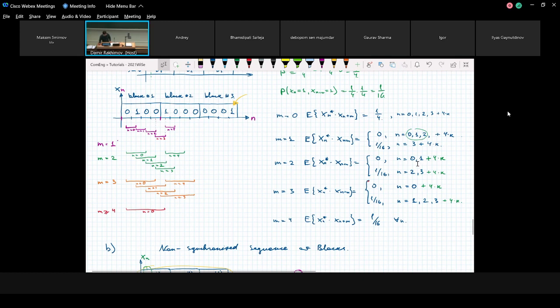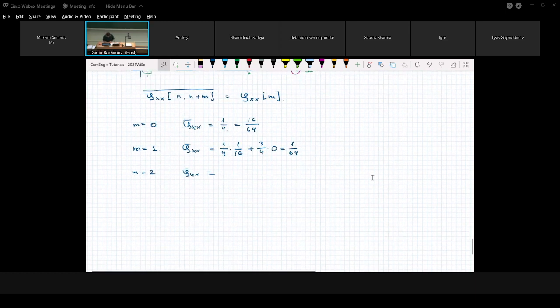You have 2 over 4 cases for 0 and 2 over 4 cases for 1 over 16. You have 2 over 4 times 1 over 16 plus 2 over 4 times 0, and it gives us 2 over 64. This is our average autocorrelation. 2 cases out of 4 have something non-zero when m, the difference between sequences, equals 2 samples.